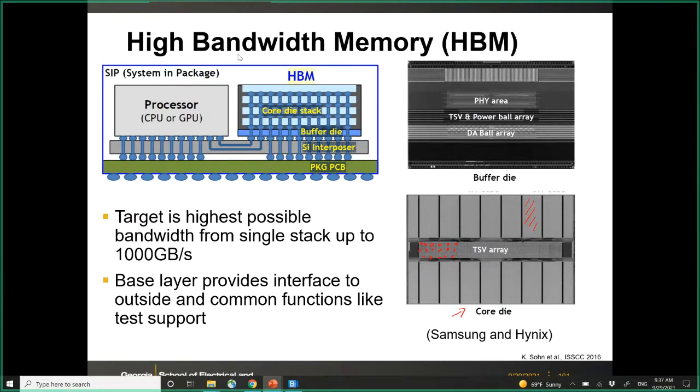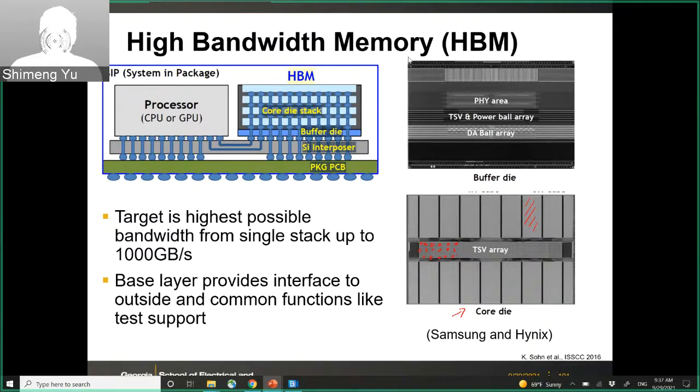So here the motivation for the HBM is to achieve the highest bandwidth. The HBM stack may achieve like 1000 gigabyte per second bandwidth. This is a very high bandwidth, and we will show some comparison with other interface protocols.